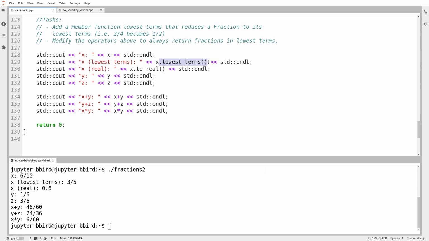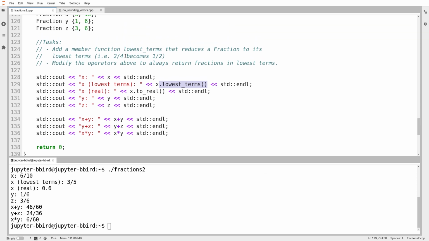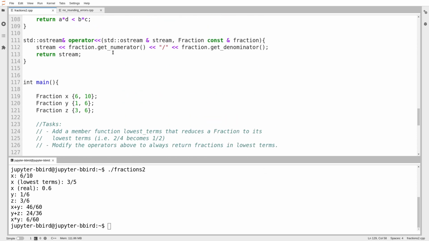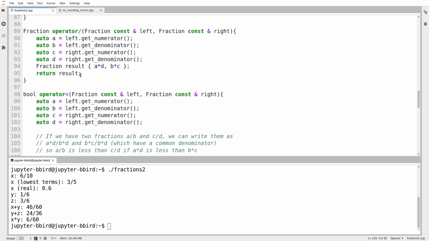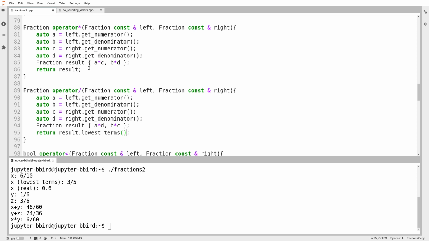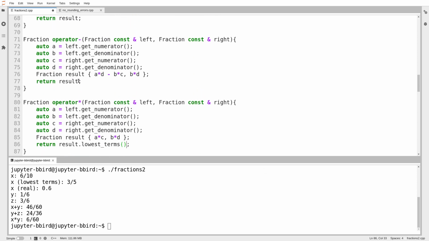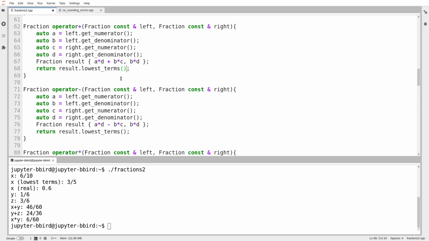The second task then is to adapt all of my operators to always return a fraction that's in lowest terms. That part, fortunately, is pretty easy. All I do is go find my operators. There we go. I just return the result dot lowest terms. I convert the fraction to lowest terms as I return it.